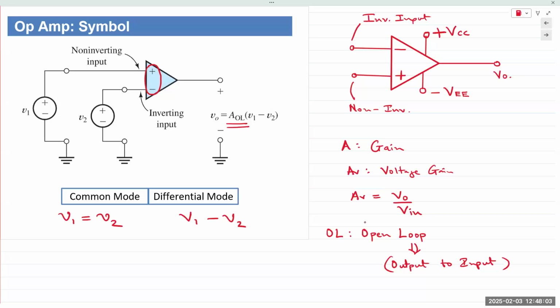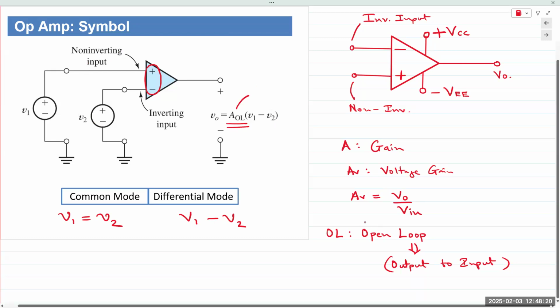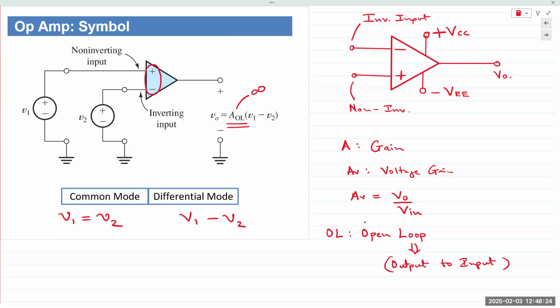So in the open loop mode, meaning there is no connection between the output back to the input, this is the open loop, the gain for an op-amp would be infinite. That's one of the properties. And so AOL theoretically is infinity or infinite. Open loop gain is infinite. So it amplifies even a small difference in V1 and V2, and it sends it to the output.